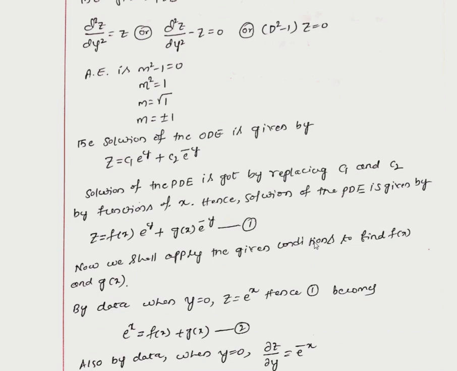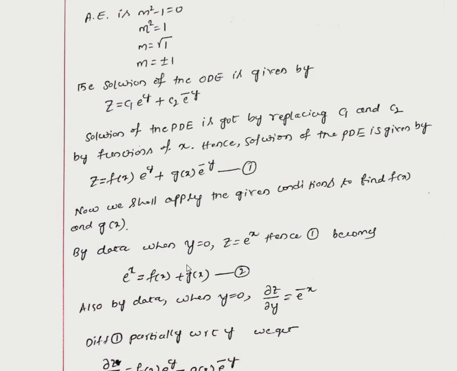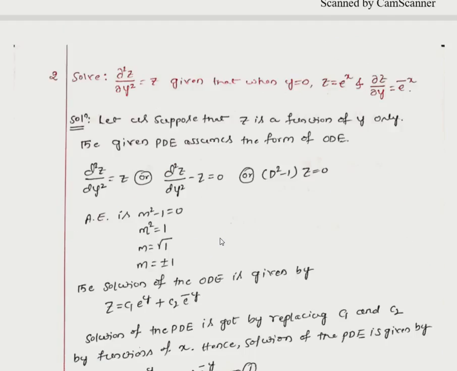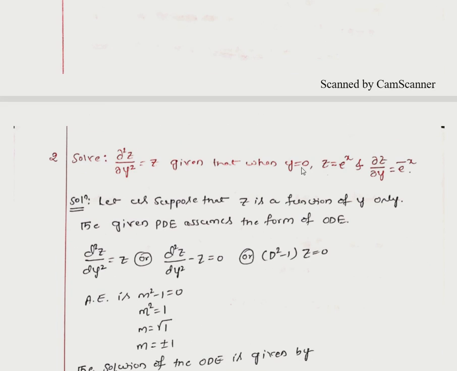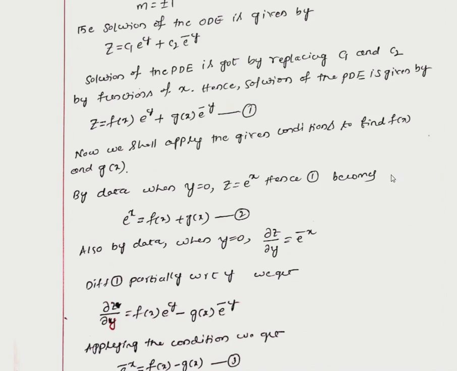Now we shall find the values of f of x and g of x by using the initial condition. By data, when y is equal to 0, z is equal to e power x. When y is equal to 0, dou z by dou y is equal to e power minus x. Therefore, by data when y is equal to 0, z is equal to e power x. Equation 1 implies what is z? z is e power x, that is equal to, write f of x as it is. What is y? y is 0. What is e power 0? e power 0 is 1.